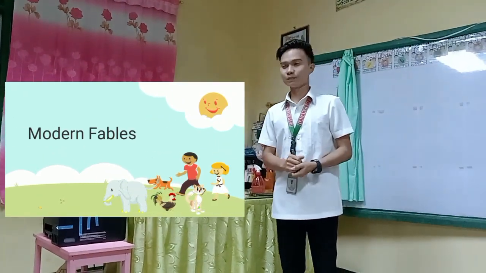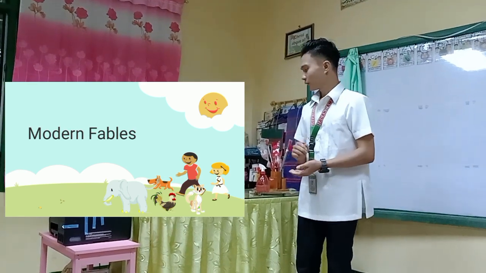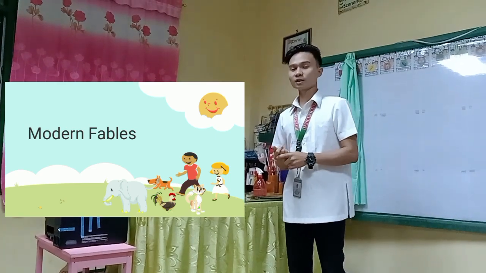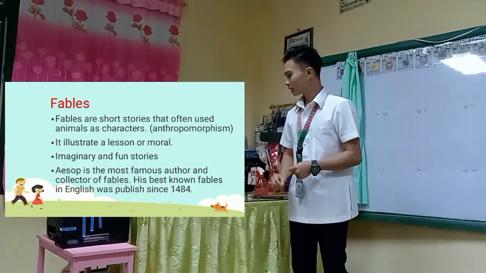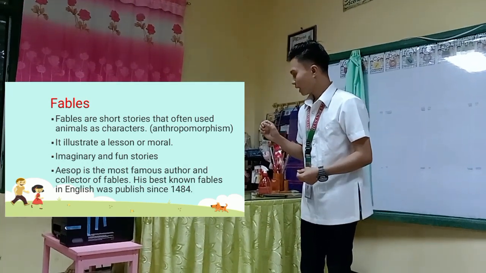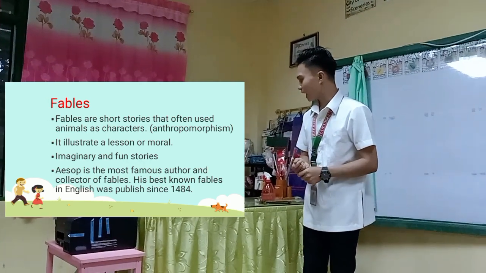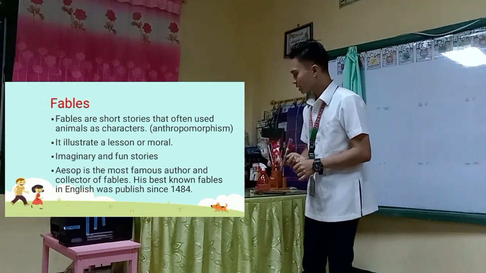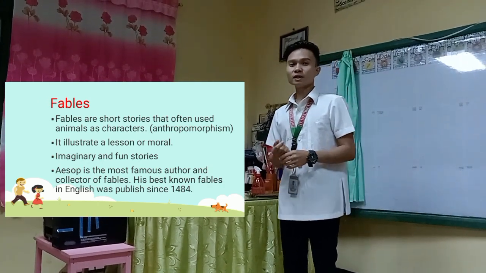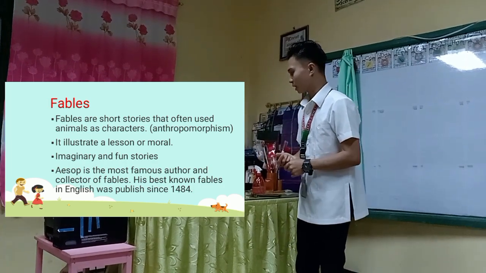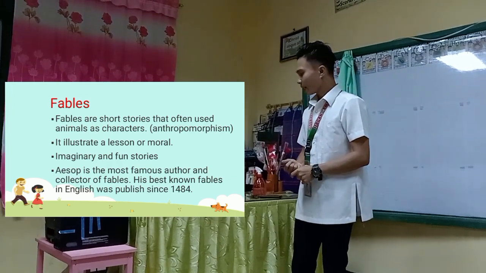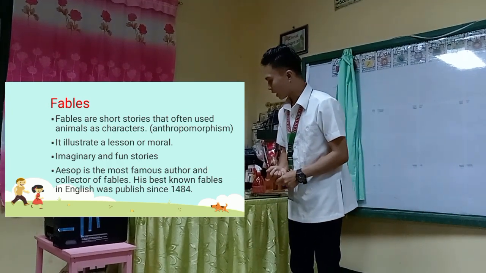Today, we are going to talk about the modern fables. So, before we go further into the modern fables, let's discuss first the classic fables. Classic fables are short stories that often use animals as characters, or anthropomorphism. It uses animals so that it can connect us to nature. Next, it illustrates a lesson or a moral. And next, imaginary and fun stories.